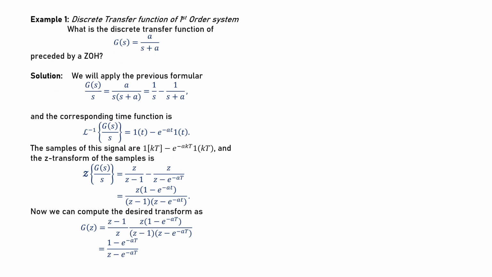Let's see one example here of the discrete transfer function of a first order system, and the question is what is the discrete transfer function of this G of S preceded by a zero order hold. Okay. So for the solution here, first you find the G of S over S, and you convert it into canonical form. Okay.